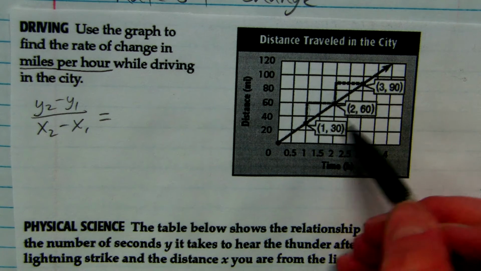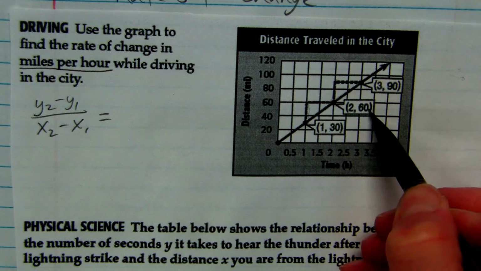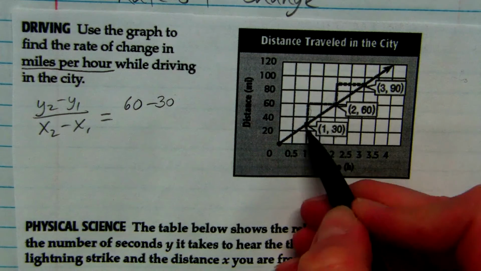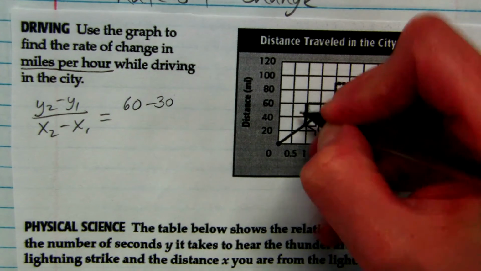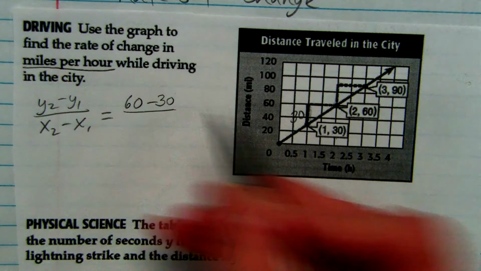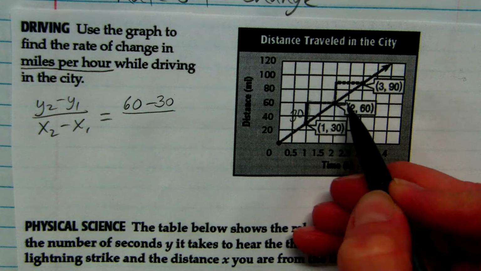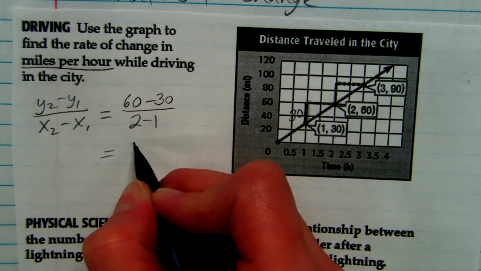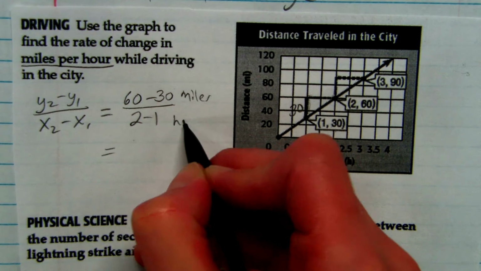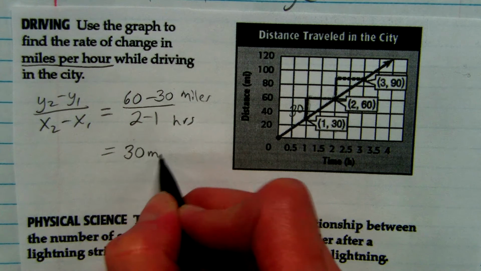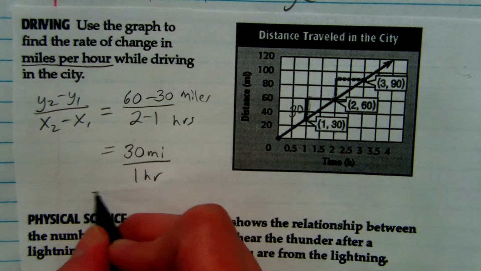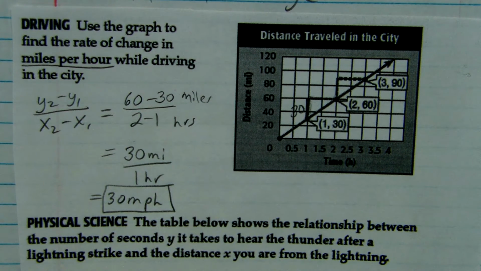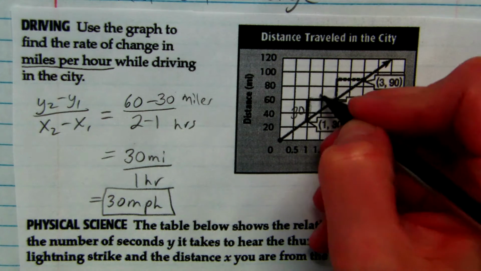So if I'm using the first 2 points, my y2 would be 60, and my y1 would be 30. Because that would be my change in y, this distance right here. So that means this distance right here must be 30. And then if I'm doing my x2 minus x1, my x2 is 2, my x1 is 1, so 2 minus 1. So that's miles, and this is hours. So I'm going to have 30 miles in 1 hour, so 30 miles per hour. And so if we look, this is 30, and this is 1, so it works.